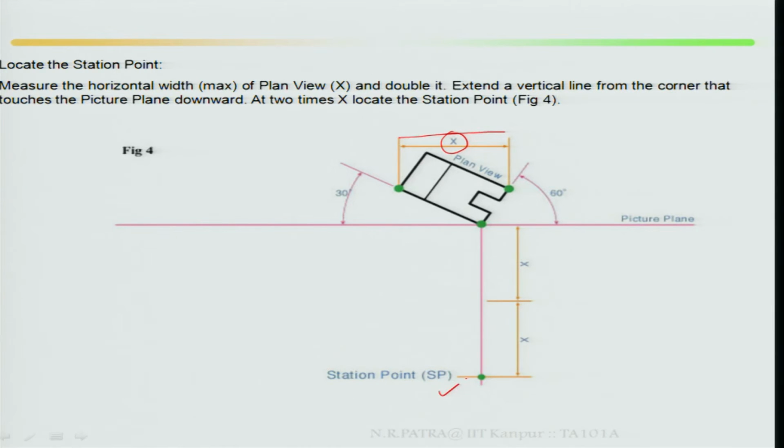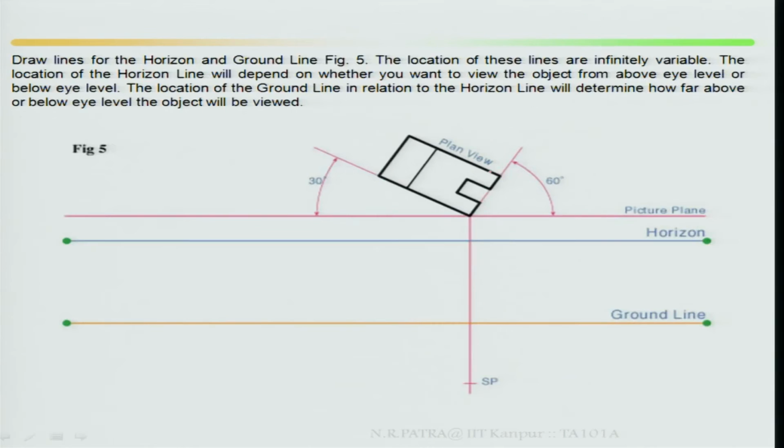This is step by step. First step, you make it in an isometric view so that you can see all around the object and how it looks like. Then second point is you locate your station point. Then third point, draw lines for the horizon and ground line in figure 5. Draw line for horizon and ground line.